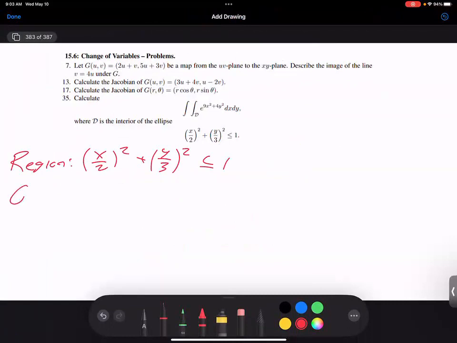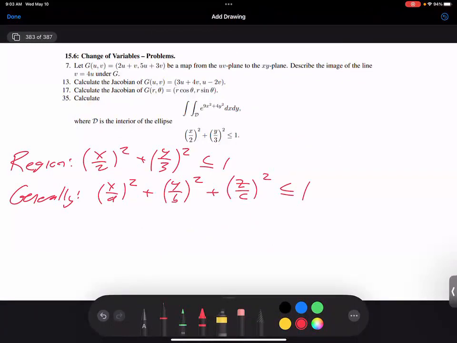So more generally, we could consider x over a squared plus y over b squared plus, let's do, z over c squared is less than or equal to 1. So let's say I give you this region. This would be a 3-dimensional ellipsoid. This would look like a football. We need to figure out what the new change of variables should be.